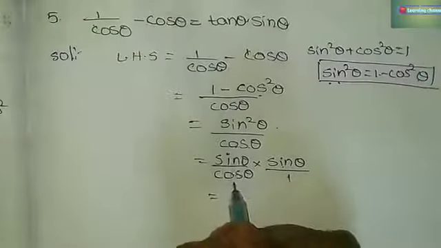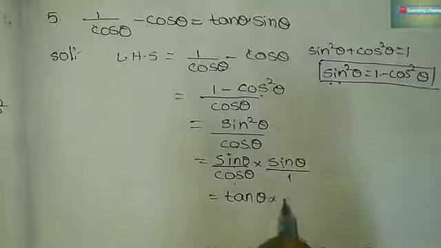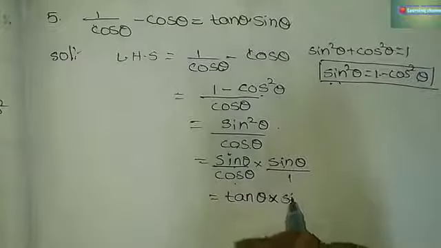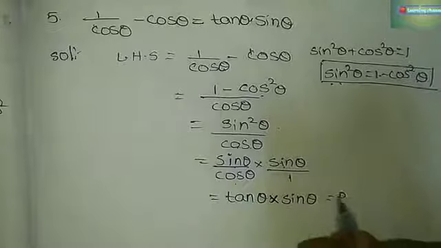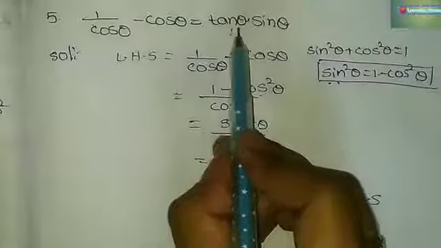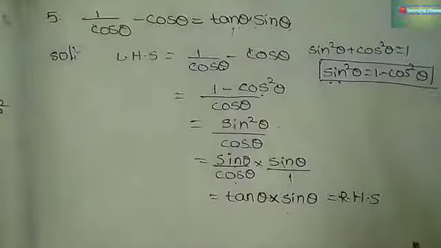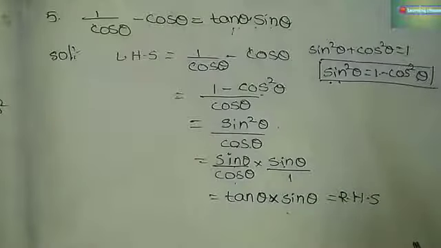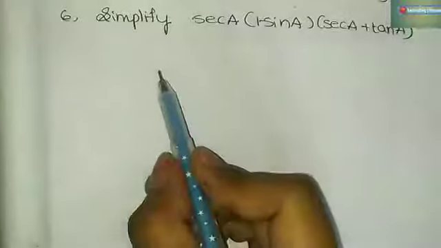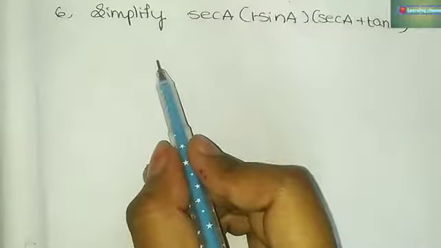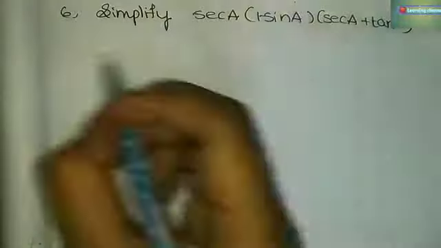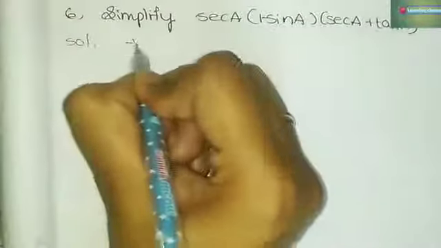Taking the LCM, cos A, 1 plus sin A. Here we have to multiply 1 minus sin A into 1 plus sin A. Cos A into cos A is cos square A. It is in the form of A minus B into A plus B, which is equal to A square minus B square. So 1 square minus sin square A by cos square A.